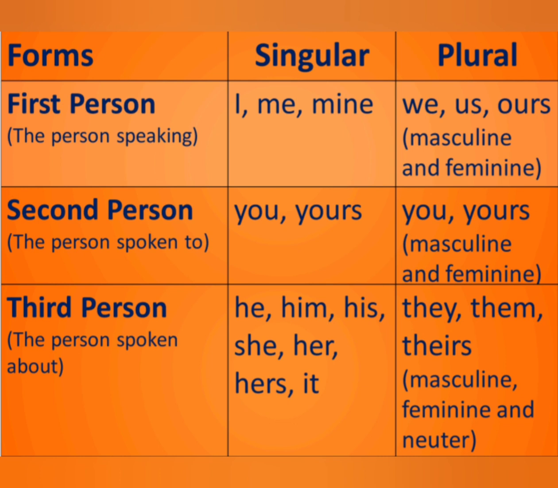Next, third person, that is, the person spoken about, singular personal pronouns are he, him, his, she, her, hers, and it. Third person plural personal pronouns are they, them, and theirs. These are used for masculine, feminine, and neuter gender.